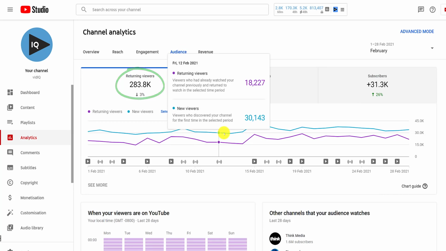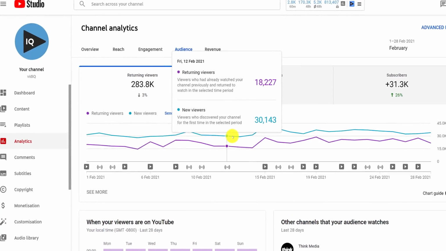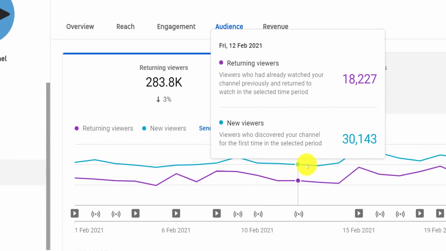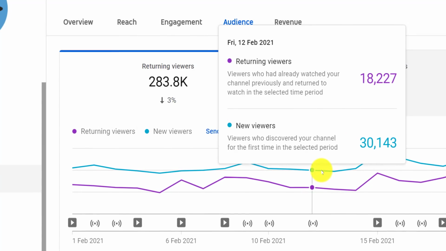Yep, it's not that hard to find, and as far as I can tell, YouTube just rolled this out to everyone all at once. Basically, you have two lines. The blue line, new viewers. This is YouTube going on the hunt, trying to find new people who may enjoy your content. Think of this as free advertising.